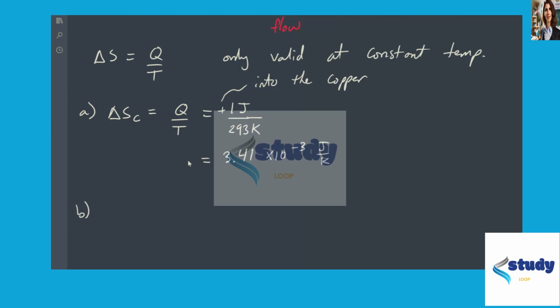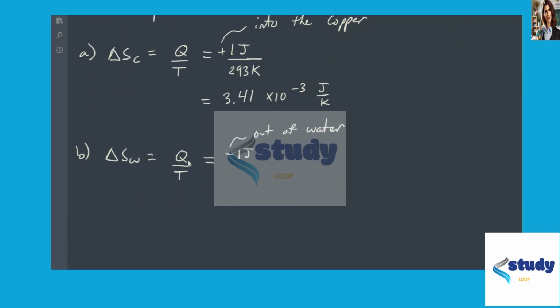And so we can do the exact same process for the water, where now in this case the same amount of heat flows, 1 joule, but it is flowing out of the water, indicated by a negative sign, over the temperature of the water, which we convert to Kelvins, 353 Kelvin, for a result of negative 2.83 times 10 to the minus 3 joules per Kelvin.